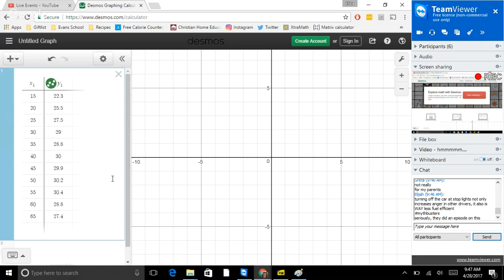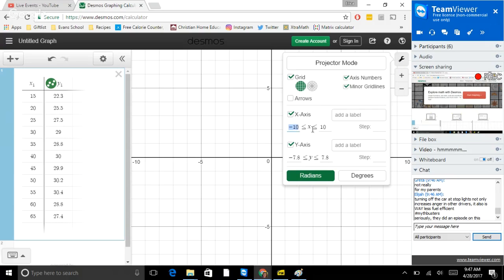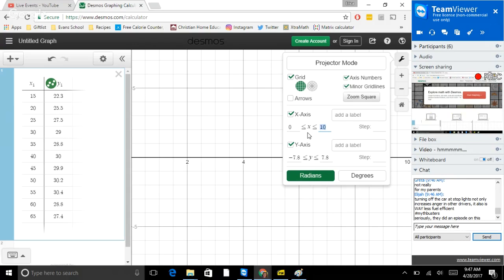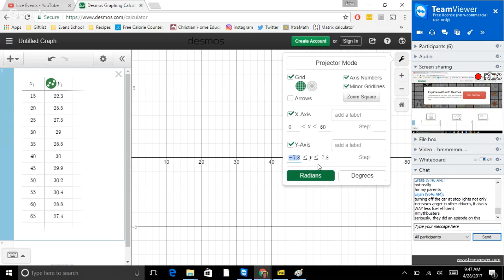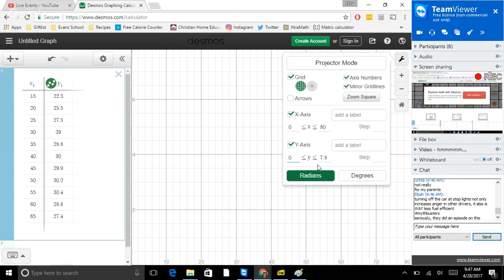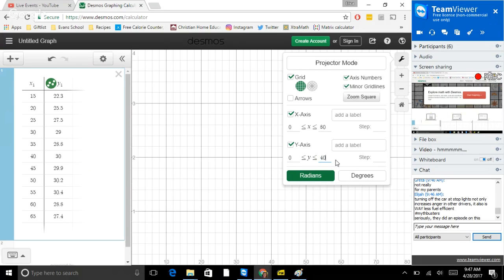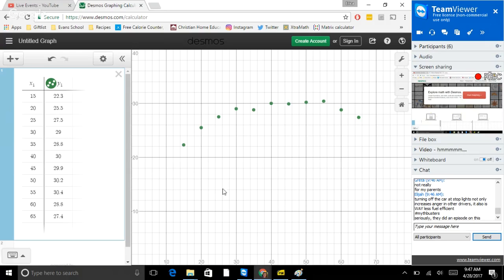Okay, so now I put this table in and you're like, well, it didn't even graph it in Desmos. That's because if you look at the X values, they're between 15 and 65, and the Y values are in the 20s and 30s. So we have to do a little work to make my X values go between 0 and 80, and my Y values go from 0 to 40. There we go. Here is my graph of my data of fuel efficiency.